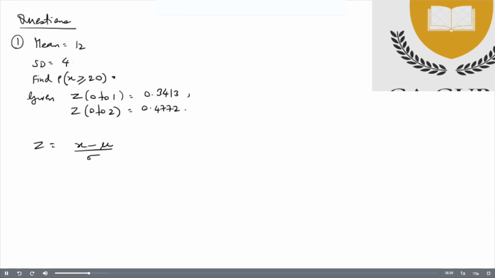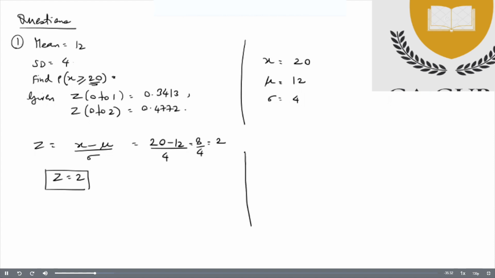Here, let me write down the values given. X is equal to, we will take it as 20. We are asked to find the probability of x greater than or equal to 20. The number we choose from that is what is available, so 20 is the value of x. Then the mean is equal to 12, and the standard deviation is 4. So the Z value is equal to 20 minus 12 by 4, which is 8 by 4, which is equal to 2. So Z is equal to 2.